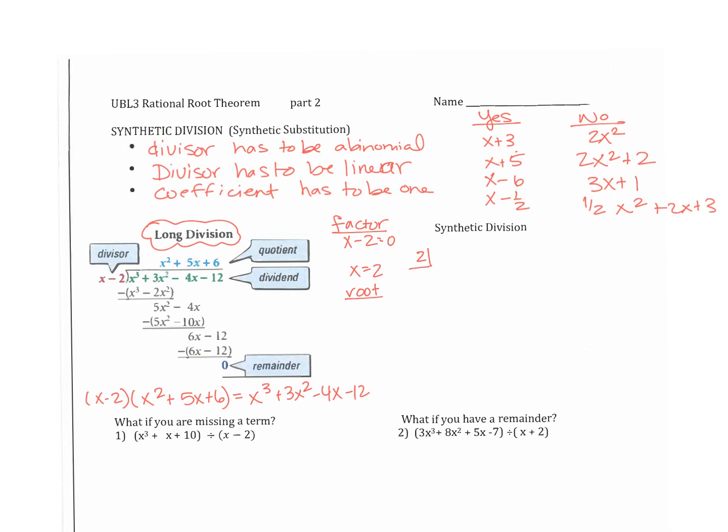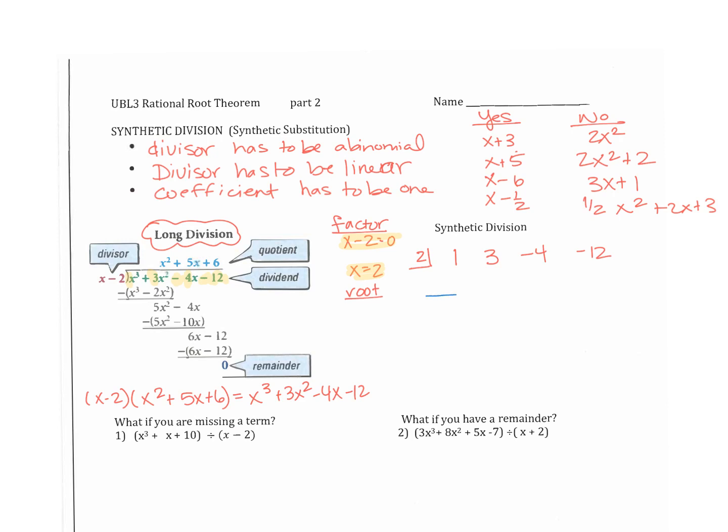So now that I'm using the 2, I go grab the coefficients of my polynomial. So the coefficient on my x cubed is 1. The coefficient on my x squared is 3. The coefficient on my x term is negative 4. And the constant is negative 12. So let me grab my highlighter. I went over here and I grabbed the coefficients in front of my x cubed, x squared, and x, and then my constant. And again, the 2 comes from the root. The factor x minus 2 gives me the root of 2, positive 2.